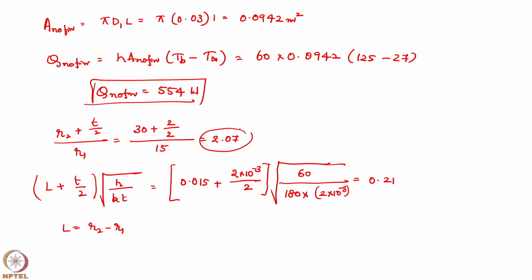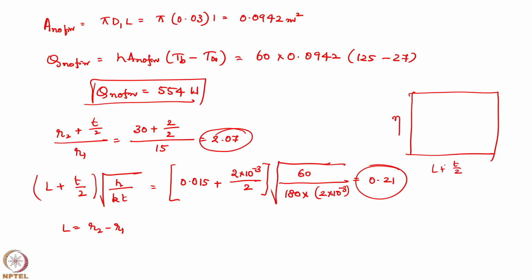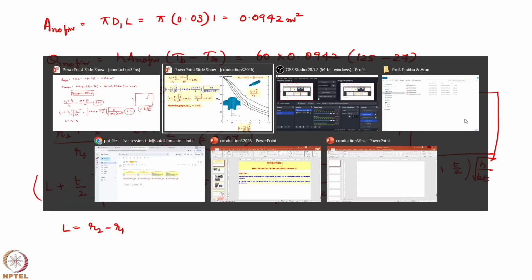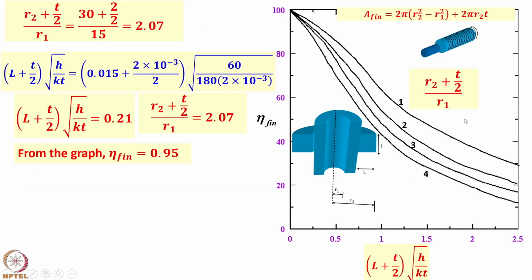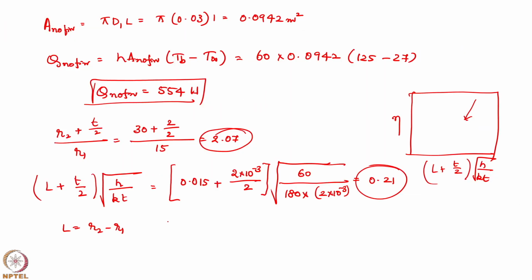2.21. Using these two values, I have to take, because I have an efficiency plot where I have this (L + T/2) into square root of H by KT as my x axis, and the y axis is the other parameter. If I see that, R2 you have 0.21, so that is somewhere here 0.21, and R2 plus, that is 2. So you can take the second graph, so somewhere it will come here. So you will get efficiency as 0.95.